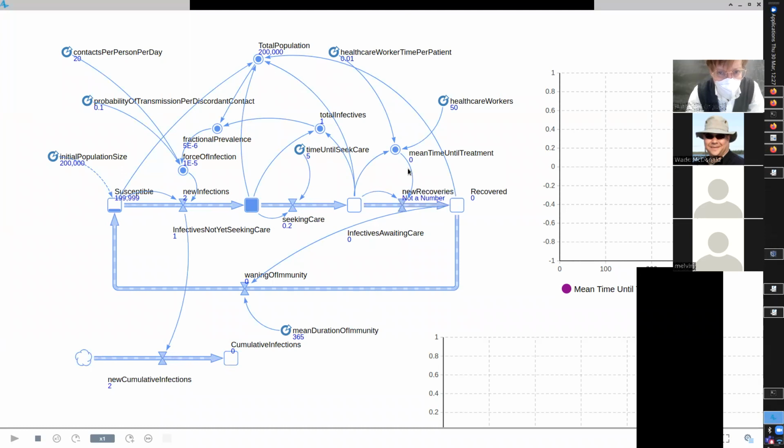Okay, so this is complete. Mean time to treatment is 0. Why is mean time until treatment 0? Because nobody is infected and awaiting care. Okay, that's fine.